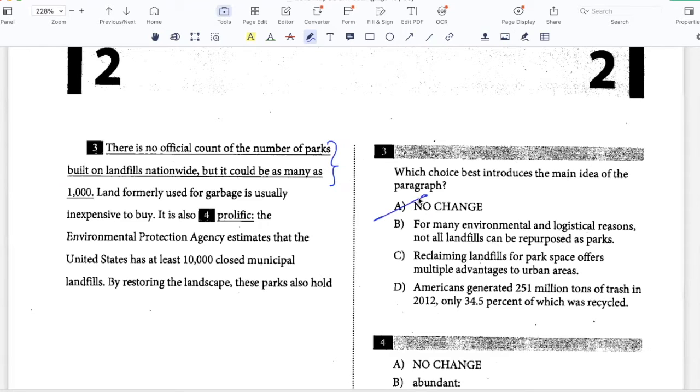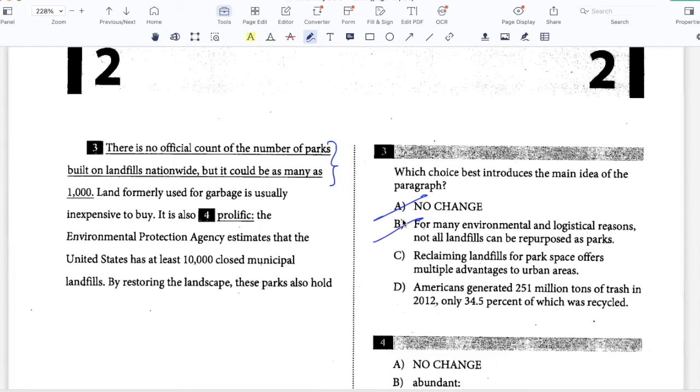For many environmental and logistical reasons, not all landfills can be repurposed as parks. Okay, so this is telling you that not all can be repurposed. So then definitely this can't be a good introduction because here I'm giving the advantages of how landfills can be repurposed as parks. So it's not B.